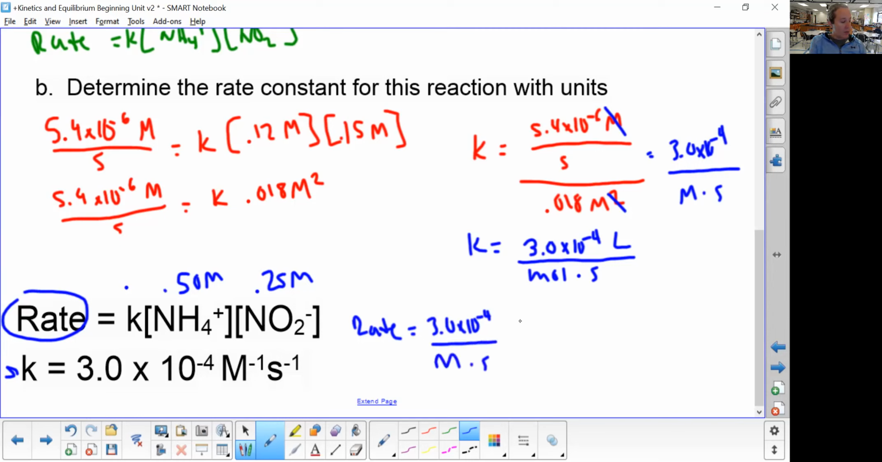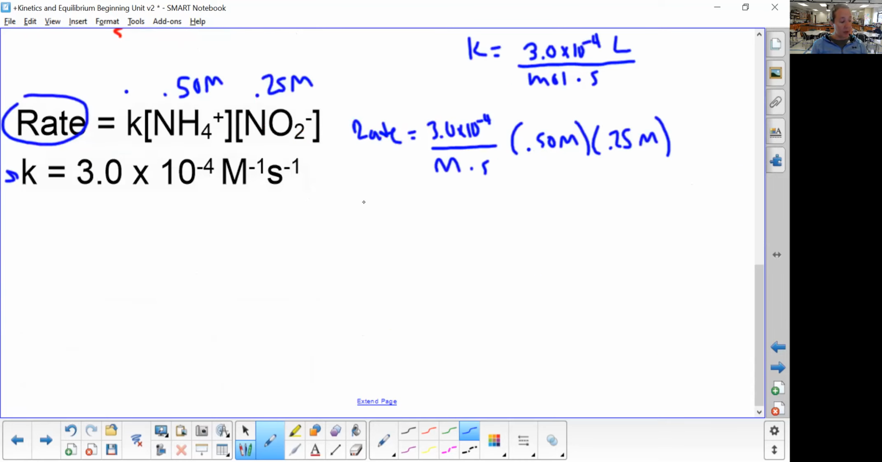And then we're going to take our 0.50 molar and our 0.25 molar, and then you could calculate what would be the rate of reaction for this, because you can do it at any concentration. But you can't determine the rate if you don't have the rate constant determined. So for this one, the rate would be 3.75 times 10 to the negative 5th.